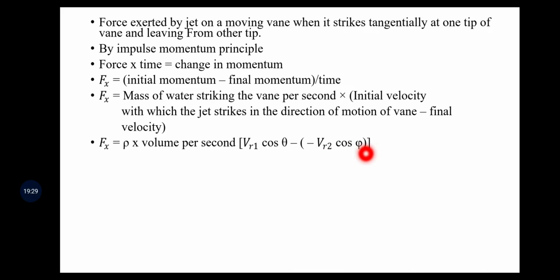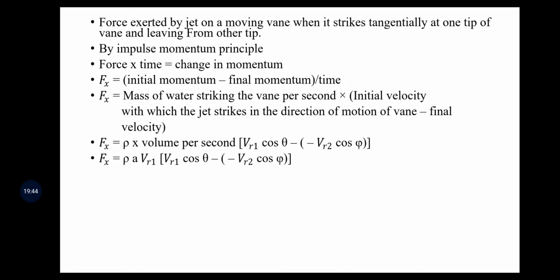So Vr2 cos phi is nothing but the component of the relative velocity at the outlet tip, and phi is the angle made by the relative velocity with respect to the horizontal. So Vr1 cos theta minus of minus Vr2 cos phi.